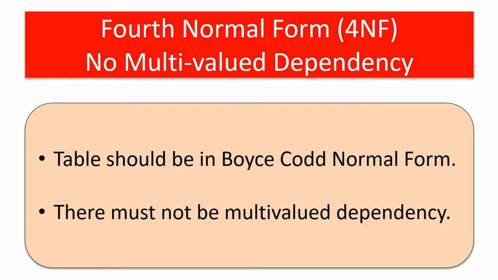For a table to be called as following fourth normal form, we need two conditions to be satisfied. One is it must already be in Boyce-Codd normal form, that is, it must satisfy Boyce-Codd normal form. Then the table should not have a multi-value dependency. So, what do you mean by a multi-value dependency?